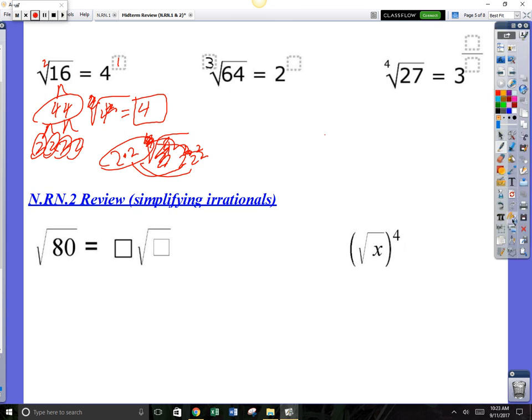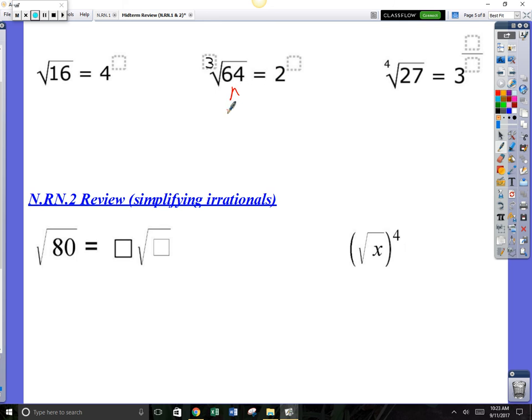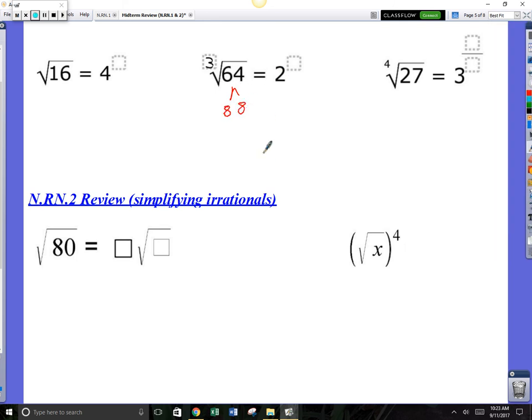64, let's break down 64. 64 is an 8 and an 8. Let's keep going. 8 is going to be a 4 and a 2. 2 and a 2. Same thing over here, 4, 2. So it's just made of a bunch of 2's. So you're going to exchange, in place of 64, you're going to put 2 to the 6th. And this time, the index is 3, so it's a cube root. So it's going to undo powers of 3. So how many 3's do you have in a power of 6? And the answer is 2.